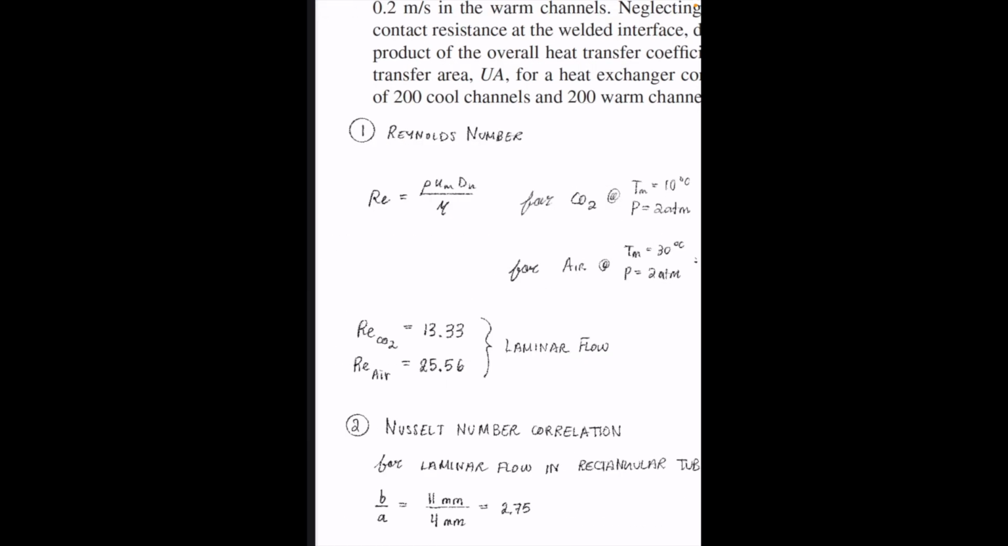In order to find the Reynolds number of our fluid, we can use our density times the mean fluid velocity times our hydraulic diameter divided by our dynamic viscosity. And to find the density and dynamic viscosity of our fluids, we can use our lookup tables at each fluid's mean temperature and pressure to find the density, dynamic viscosity, and thermal conductivity, which we'll need later. Plugging into this equation for both CO2 and air, we find a Reynolds number of 13.33 for CO2 and 25.56 for air, and that is within the laminar flow regime.